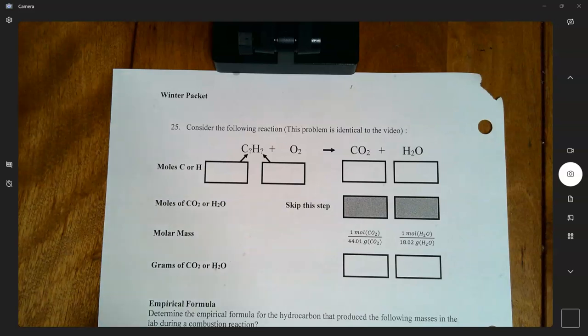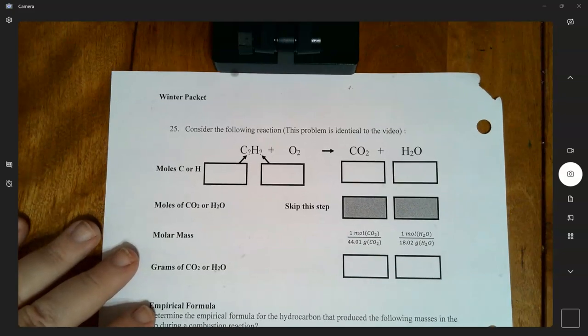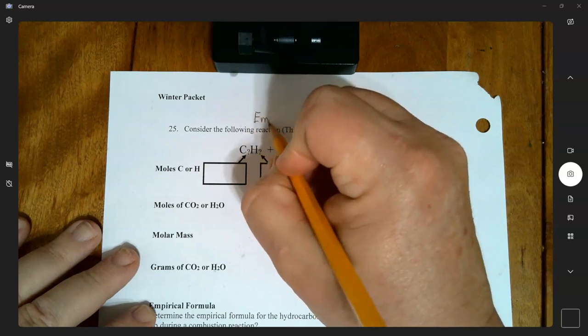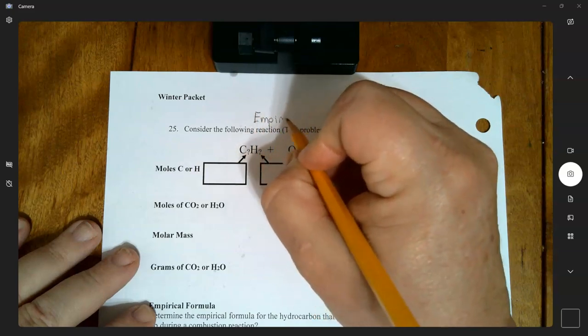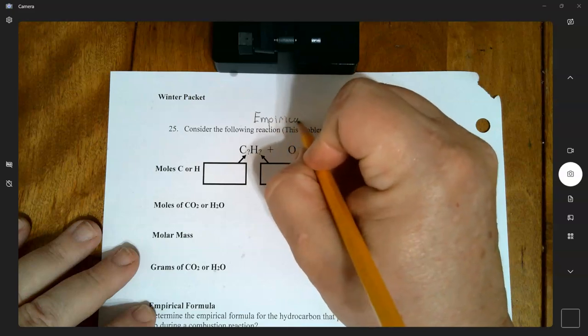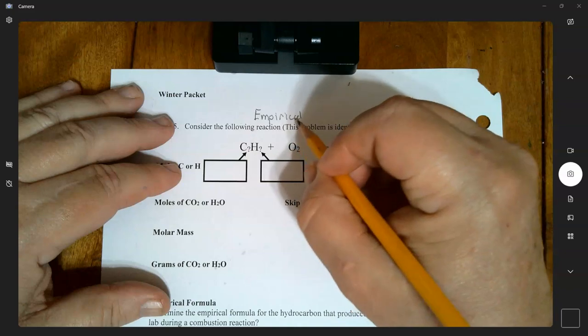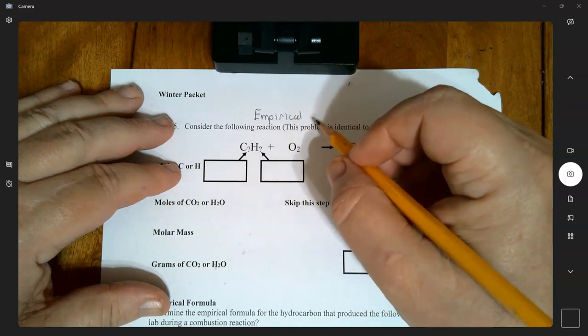AP Chemistry, we're now moving on to part 3 of the answers video for the winter packet, and that's going to begin with question 25. So this problem is an empirical formula, and this is the type that we dealt with originally in class. There are 2 other types, and we're going to be sure that you're proficient in all 3.